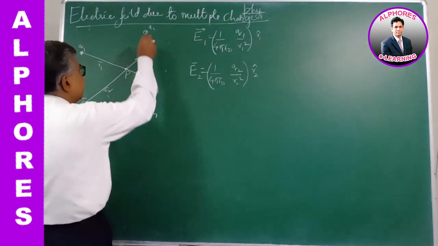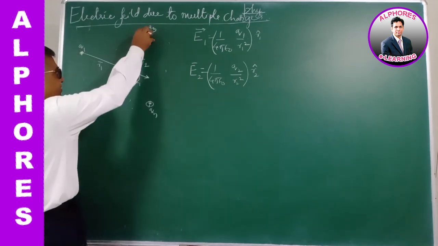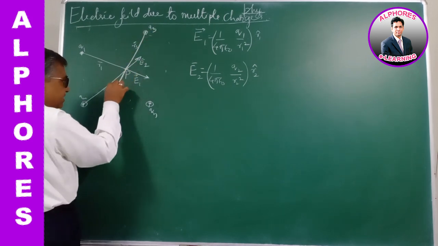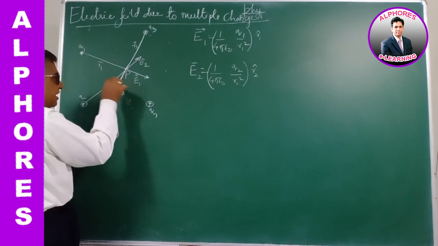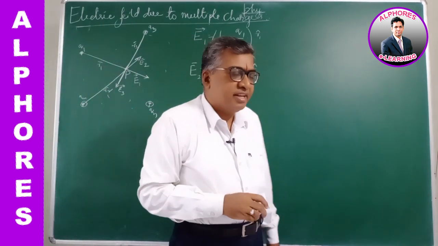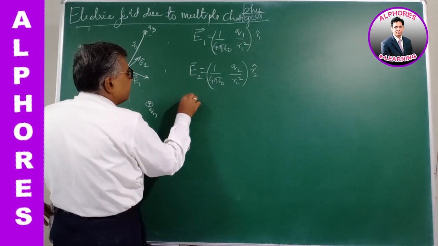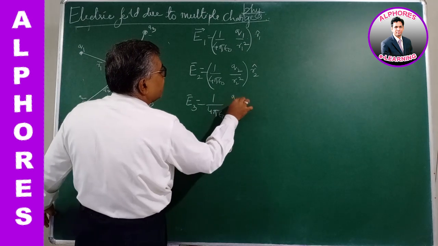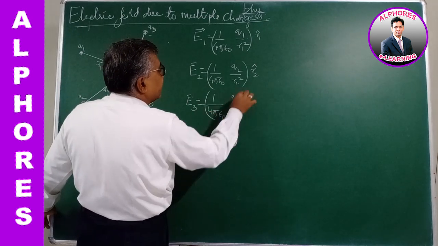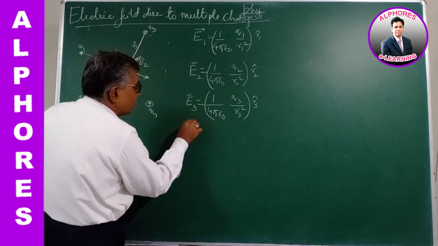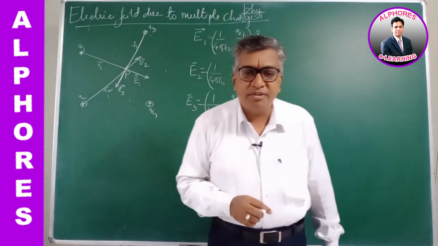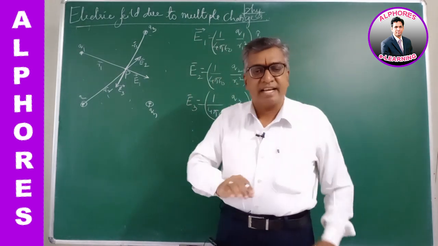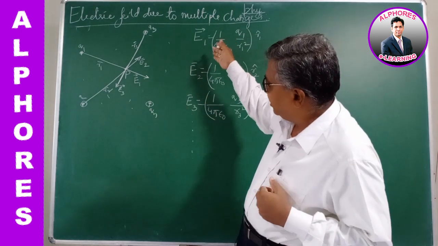Similarly, the third charge Q3, a positive charge. This is the radius vector R3 bar, and the direction of the electric field is E3. So the electric field E3 bar, due to the third charge, is equal to 1 by 4 pi epsilon naught Q3 by R3 square, R3 cap, and so on and so forth. This way, individually considering each charge as an isolated positive charge, find the electric field due to each charge separately, in vector form like this.